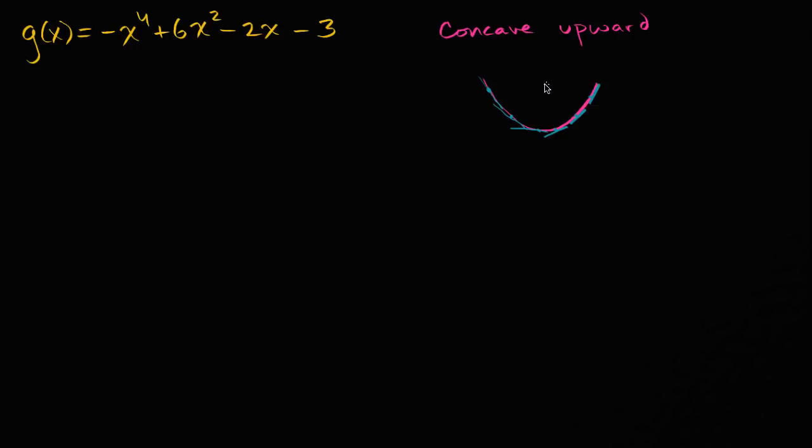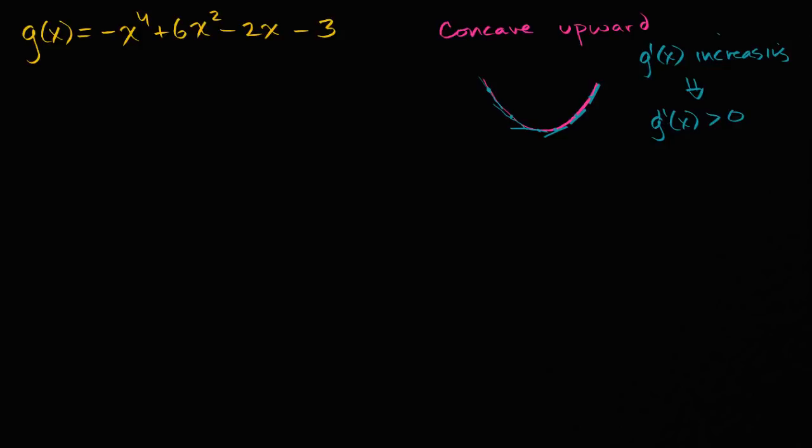And if you think about it in terms of derivatives, it means that your first derivative is increasing over that interval. And in order for your first derivative to be increasing over that interval, your second derivative, f prime prime of x, actually let me write it as g because we're using g in this example. So concave upward means that your first derivative is increasing, which means that your second derivative is greater than 0.